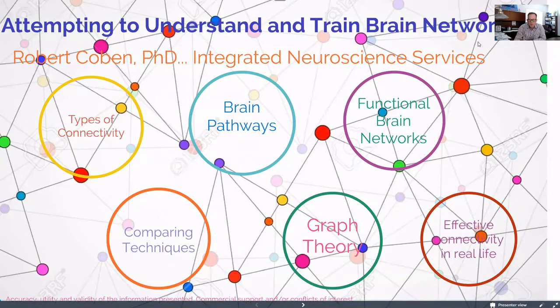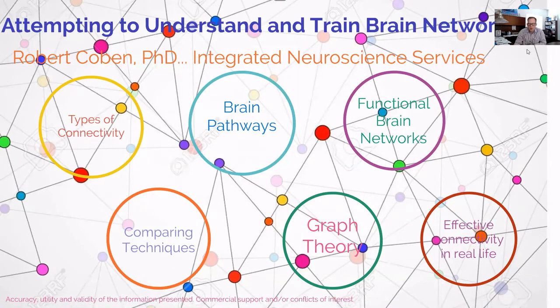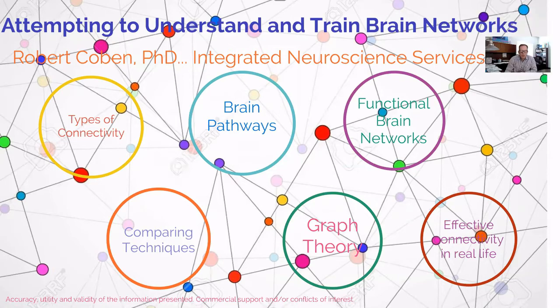So the topic of the webinar is attempting to understand and train brain networks. My name is Robert Coben. For those of you who don't know me, I'm a neuropsychologist. I've been in the field of EEG, QEEG, and neurofeedback for almost 20 years now, and I've specialized in connectivity analyses and treatment in autism and several other conditions.